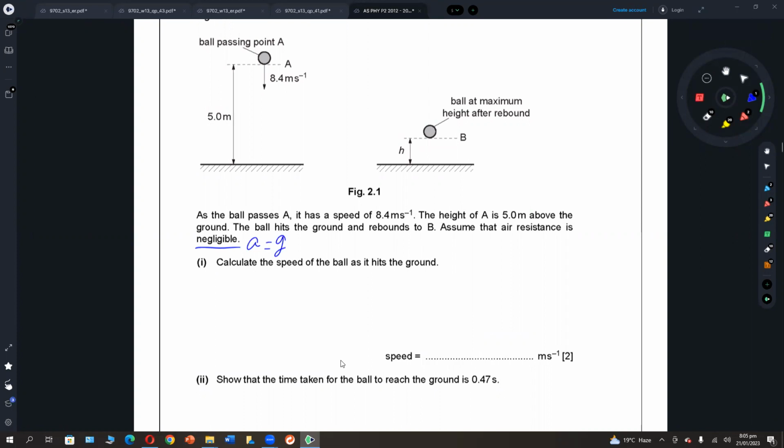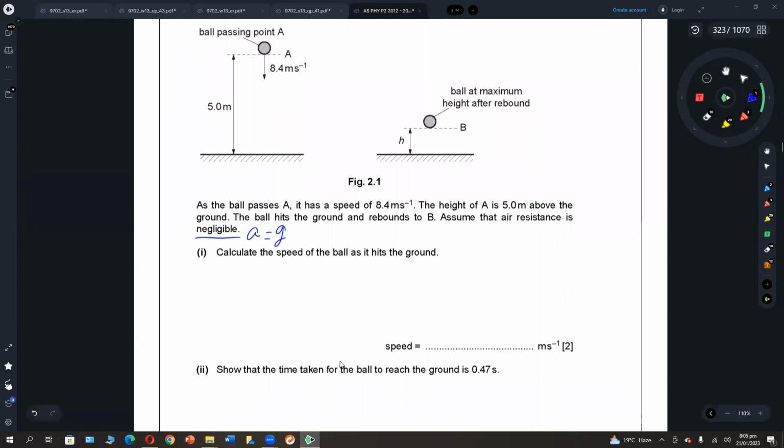Calculate the speed of the ball as it hits the ground. So let us make the data, because we have to find the speed. We put u as 8.4, and air resistance is not considered, so a is equal to plus g. Height is 5 meters and we need to find velocity.